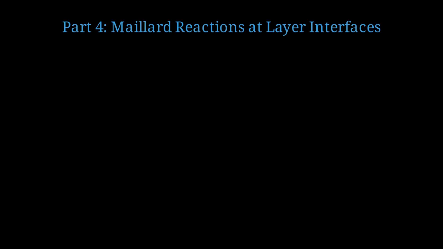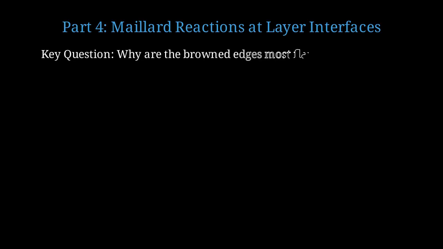Finally, we examine Maillard reactions. These non-enzymatic browning reactions occur between reducing sugars and amino acids at high temperatures, producing hundreds of flavor compounds. Our fourth question: why do the browned surfaces and interfaces between layers possess the most concentrated and complex flavors? The answer is that Maillard reactions are highly temperature dependent, with reaction rates doubling for every 10-degree increase. The interfaces, particularly the top surface and boundaries between layers, reach the highest temperatures of 150 to 180 degrees Celsius.